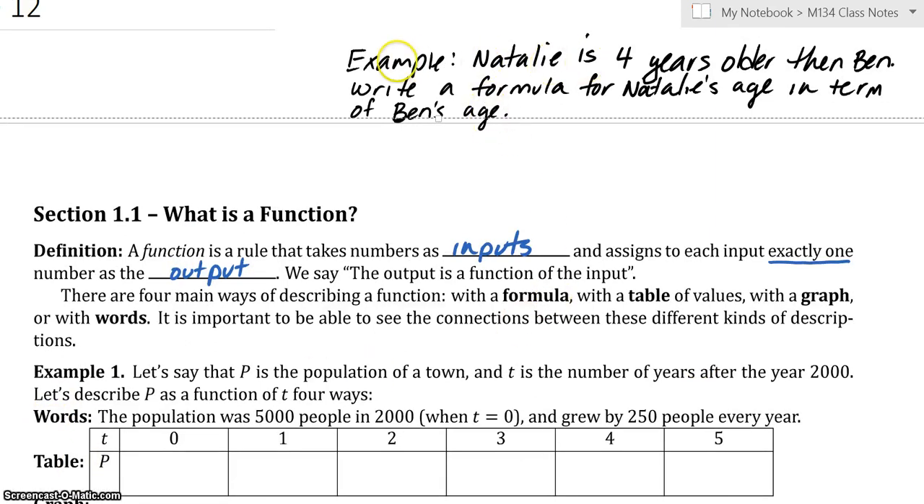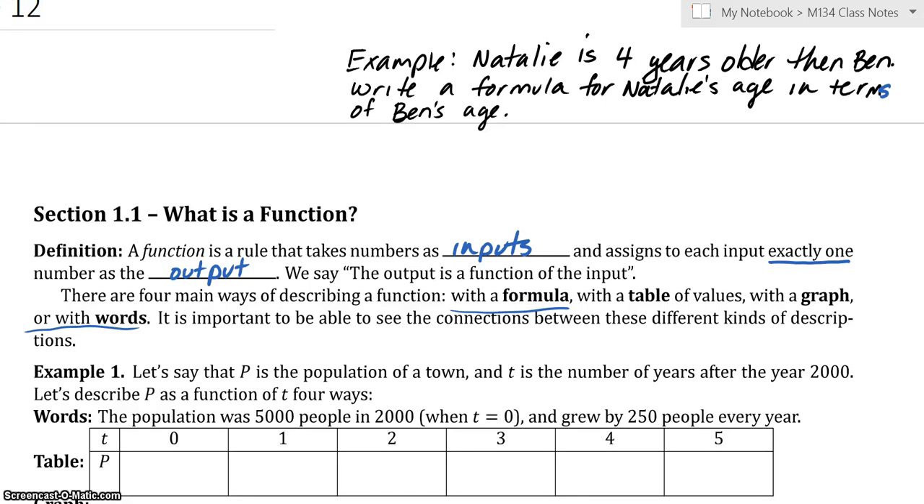Natalie is 4 years older than Ben. Write a formula for Natalie's age in terms of Ben's age. So we're going to practice the first one, writing a formula. By the way, these are words, so from words we're going to compare those two.